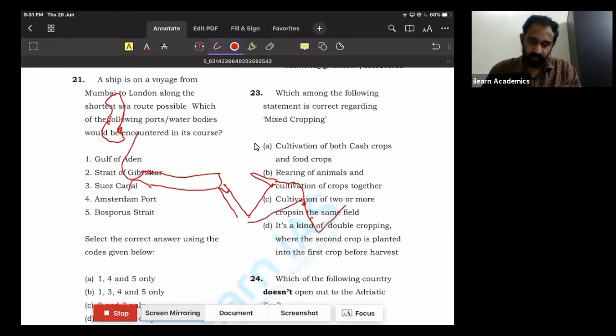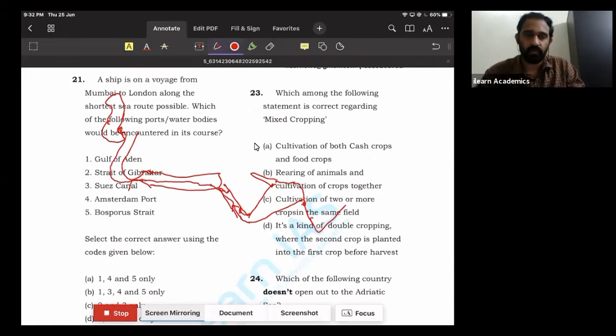Then you enter the Gulf of Aden. Then through the Strait of Bab el Mandeb, you enter the Red Sea. Then you enter the Gulf of Suez. Then the Suez Canal. Then you enter the Mediterranean Sea. Then you travel through the Strait of Gibraltar to enter the Atlantic Ocean, and finally reach the port of London.